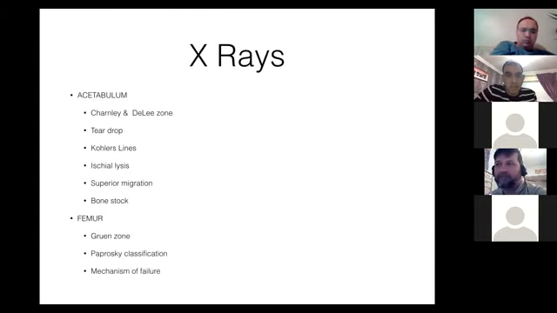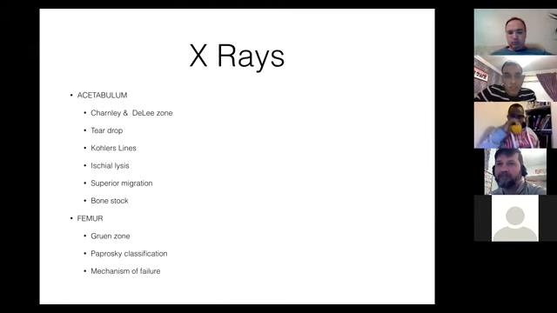What you're going to look at in the X-rays on the acetabulum side: you need to comment on the Charnley and DeLee zones, the teardrop, Kohler's line, which is the ischial and iliopectineal lines, how much ischial lysis there is, superior migration of the cup, and how much bone stock you have available. Whenever they show you any X-rays, without saying the Paprosky classification, you need to comment on these.